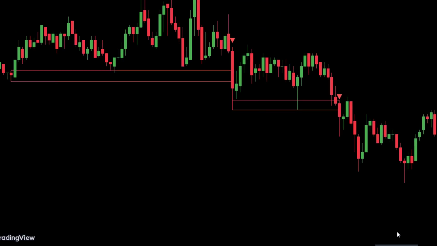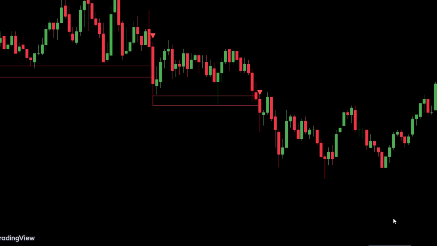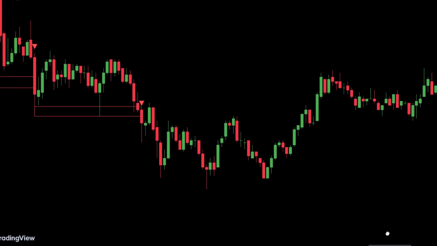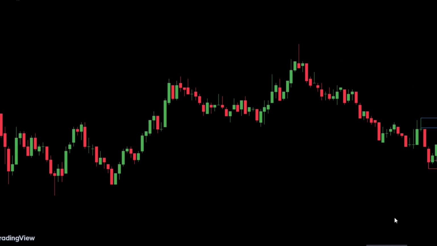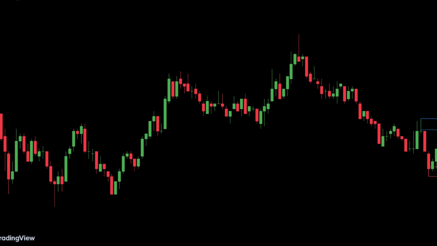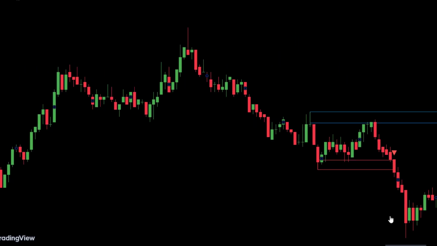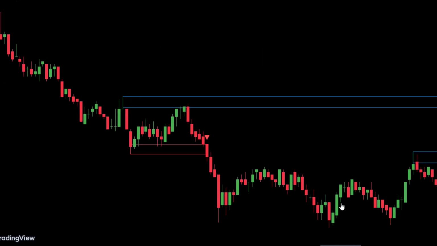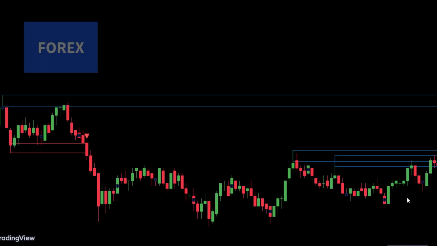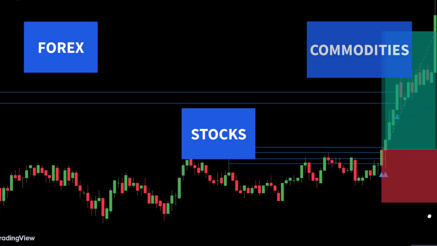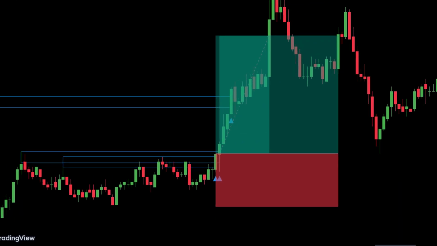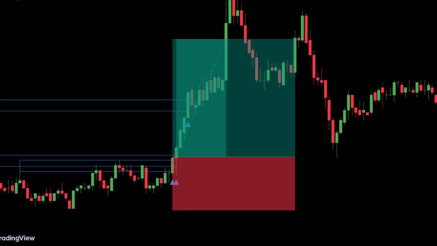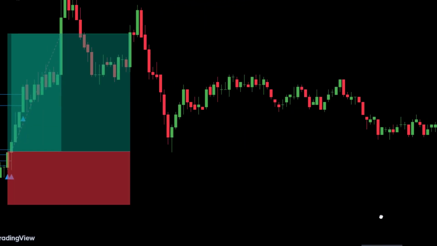The indicator that I'm about to share with you is called the Breakout Finder, created by Blue. The Breakout Finder is a technical indicator used for trading that identifies potential breakouts in the market. It is a versatile indicator that can be used in any market, including Forex, stocks, and commodities. This indicator is a volatility break indicator that searches for breakouts and breakdowns and draws a square if there is one.